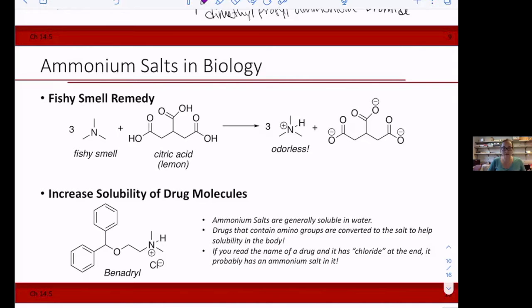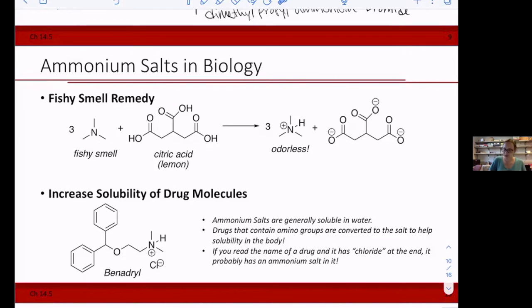So that fishy smell is caused by trimethylamine, which is this molecule here. And a citric acid molecule looks like this. So it's got lots of carboxylic acids on it, which is again found in lemon. When you squeeze that lemon on top, what you're doing is neutralizing your fishy smell.